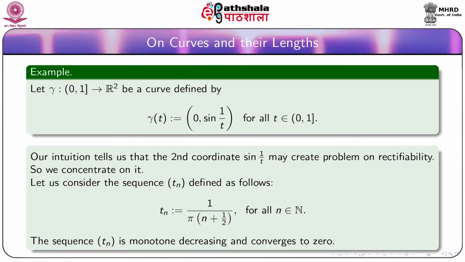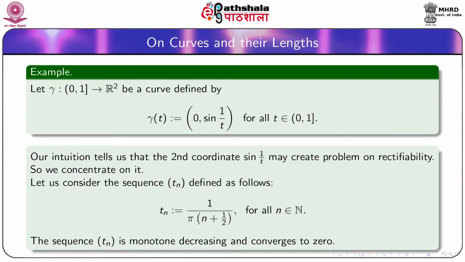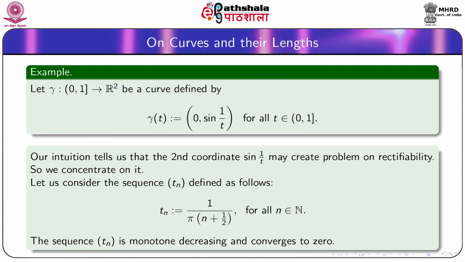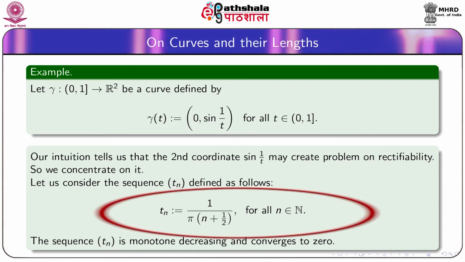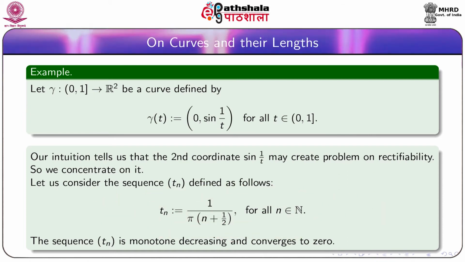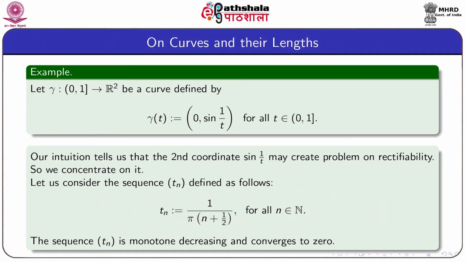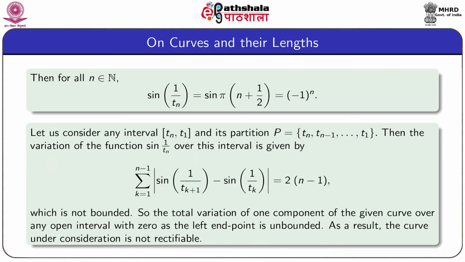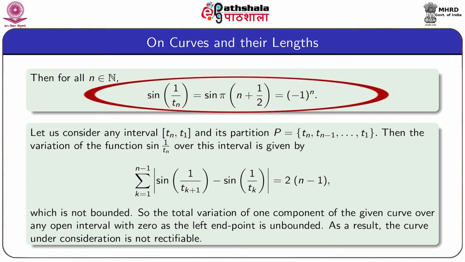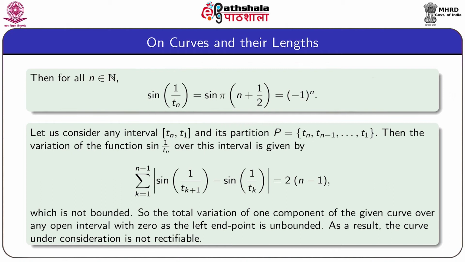We consider a sequence Tn defined as follows. For every natural number n, Tn is defined by the reciprocal of pi times (n plus half). It is easy to find that the sequence Tn is monotone decreasing and also it converges to 0. Then for every natural number n, sine of 1 upon Tn equals sine of pi times (n plus half). So this equals minus 1 to the power n.